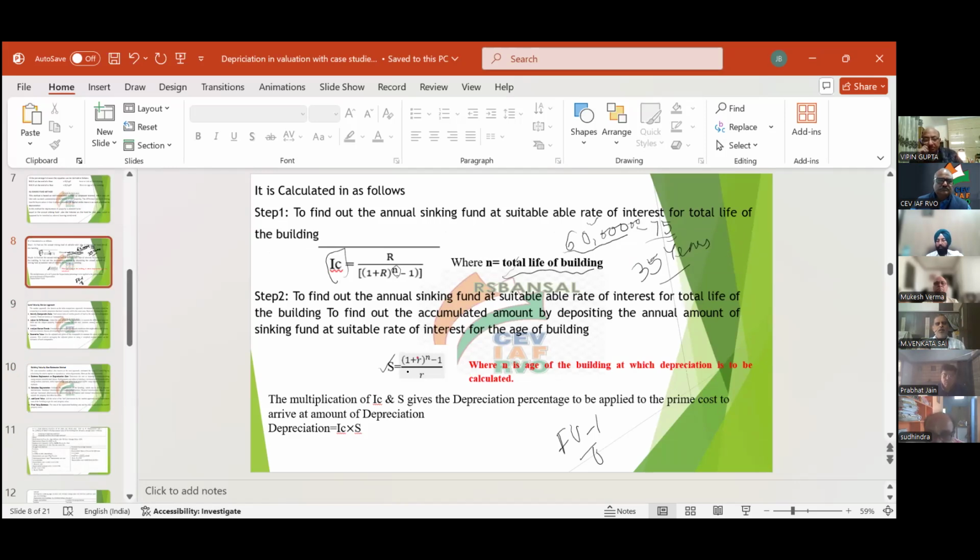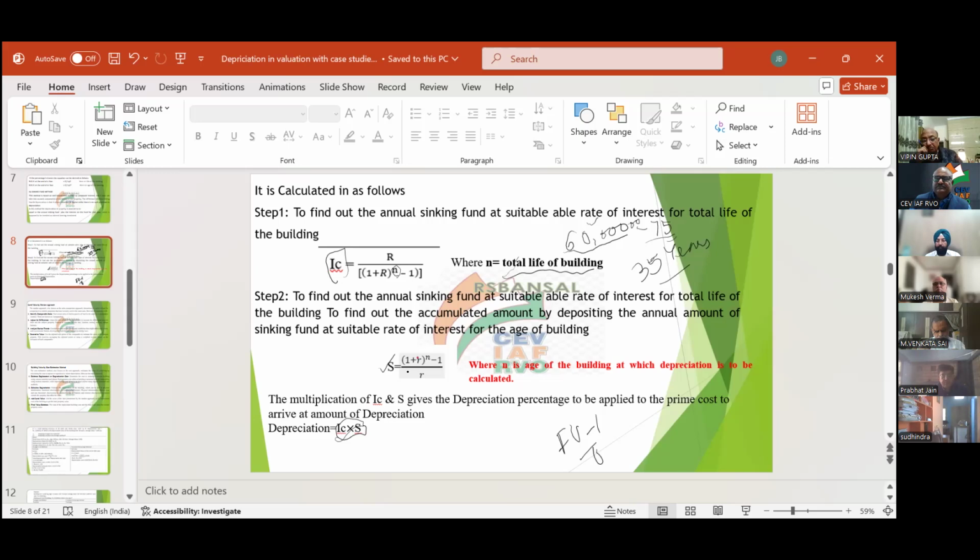So in this way, you calculate IC, you calculate S, you multiply both of them, then this IC into S will give you depreciation as far as sinking fund is concerned. Any other doubt from any participant? This is a very important concept for valuation, sinking fund. If anyone is having any doubt related to this, please raise your hand. I think it is clear to you.